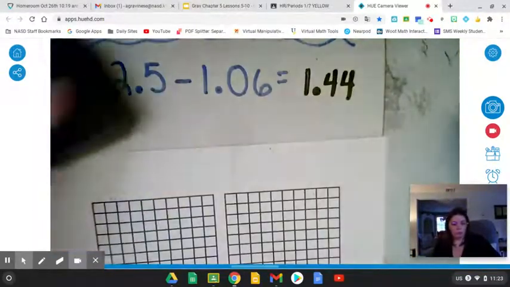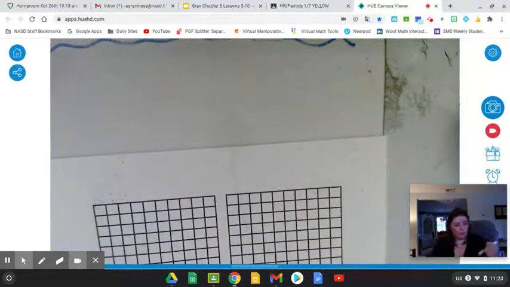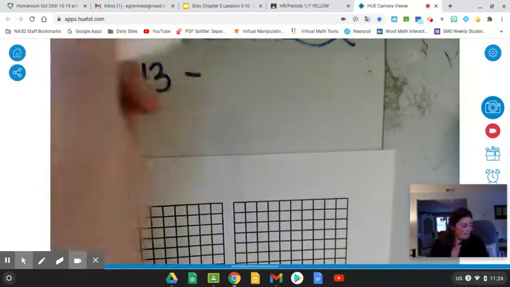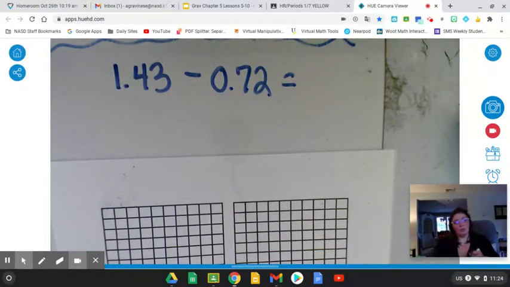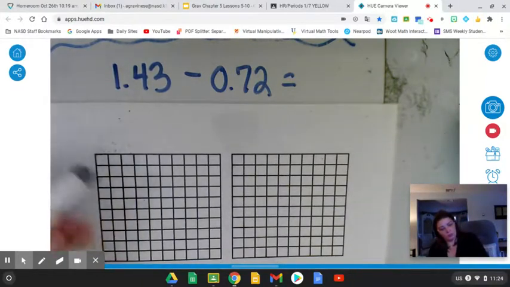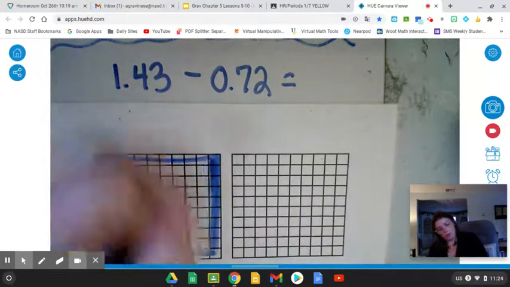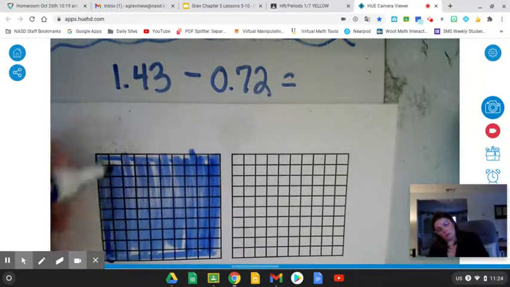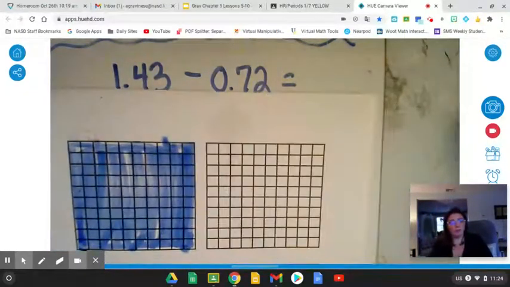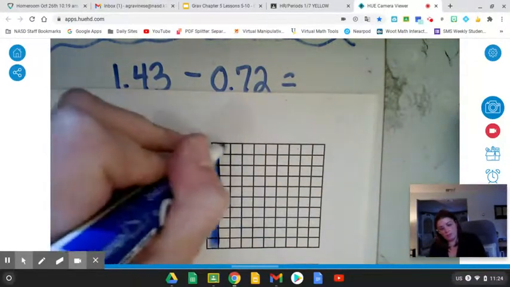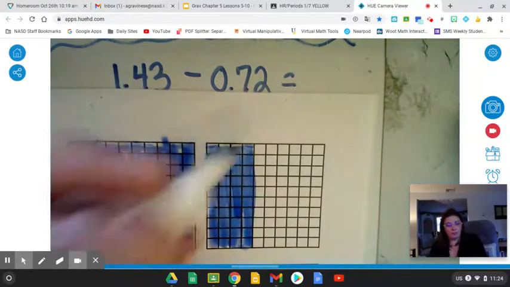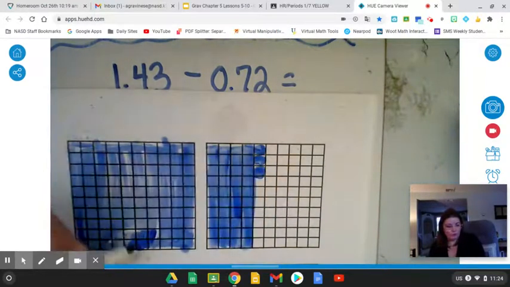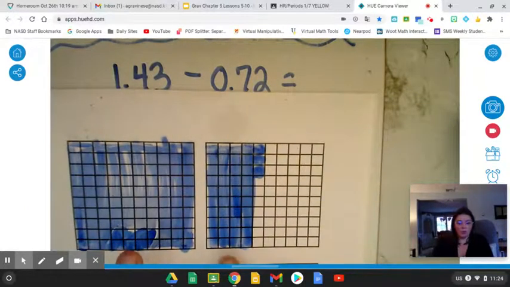We'll do another subtraction. Let's take 1 and 43 hundredths minus 72 hundredths. First, I'm going to shade in my 1 whole and 43 hundredths. So here is my 1 whole. And I need 43 hundredths. There's 10, 20, 30, 40, 1, 2, 3. Okay, so I have 1 whole, 4 tenths, 3 hundredths.